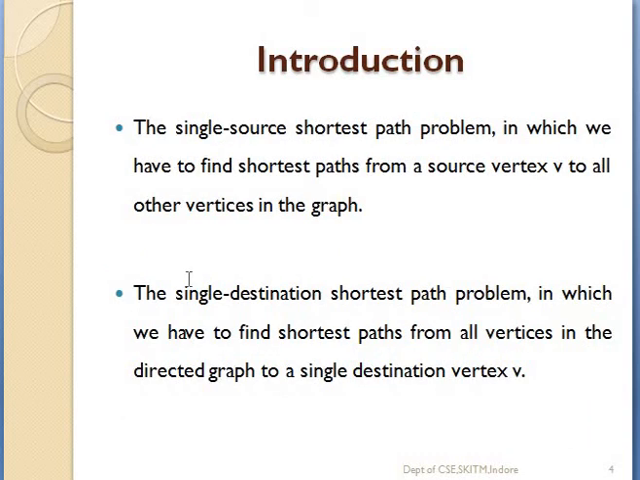So in the shortest path problem we have to find the shortest path from a source vertex. I want to clear one more point: the source vertex we represent with the symbol V naught, or S, to all the other vertices in the graph, and these vertices we are sometimes also calling nodes, interchanging the words node and vertices. In the single destination shortest path problem, we have to find the shortest path from all the vertices in a directed graph to a single destination vertex V.